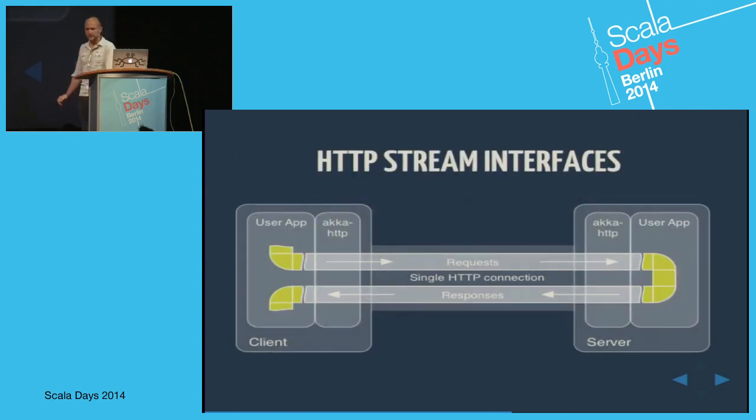So let's look at the interfaces. Like, what does it look like? This is important because the yellow stuff is what you are going to implement. And the stuff in the middle is what akka-HTTP gives you.